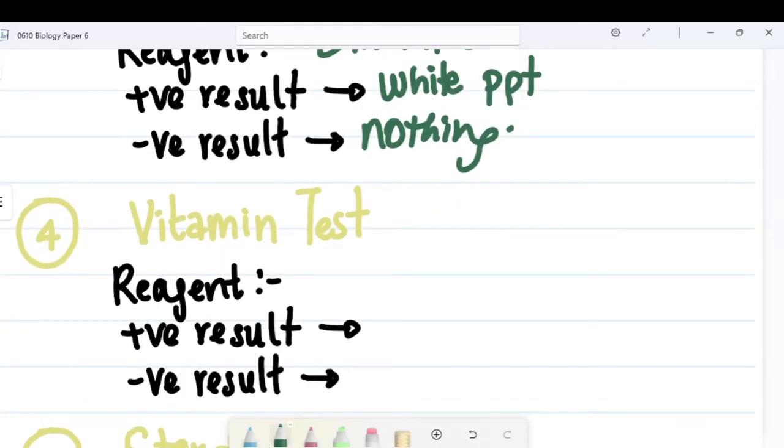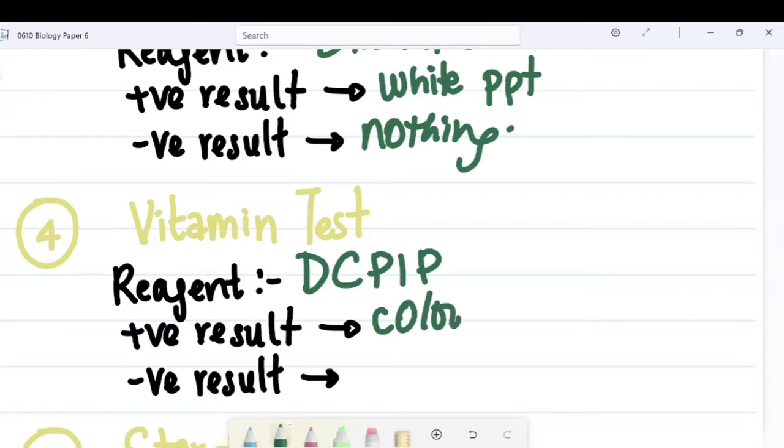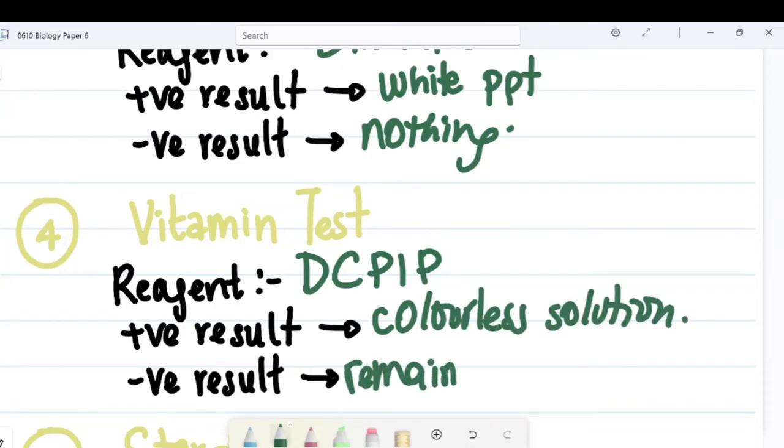Vitamin test. The reagent for vitamin test is DCPIP. You don't need to know what it stands for. Now the positive result for this is colorless solution, and the negative result for this is it remains white because DCPIP is a white solution.